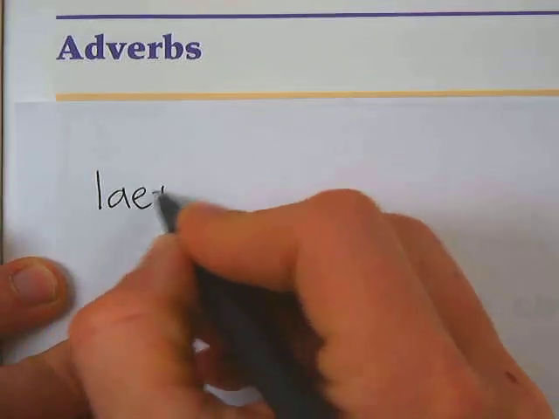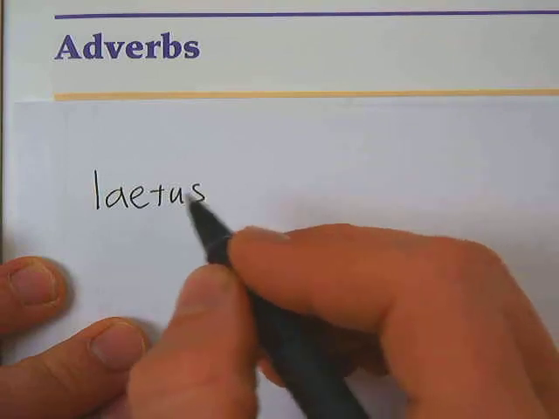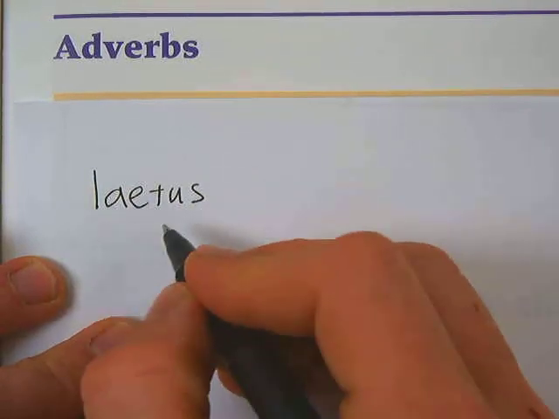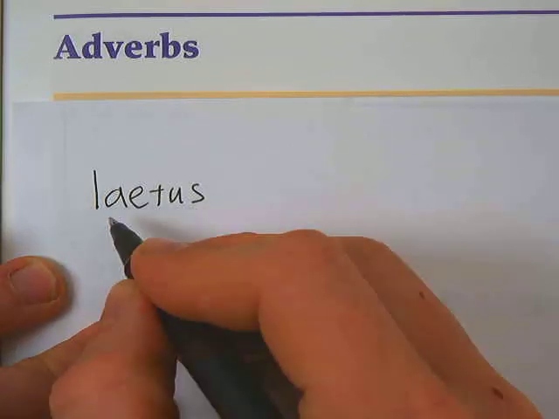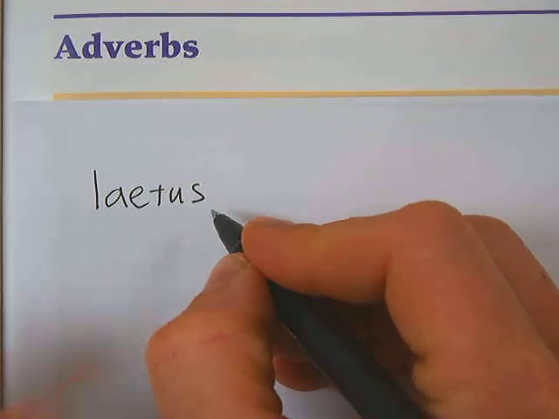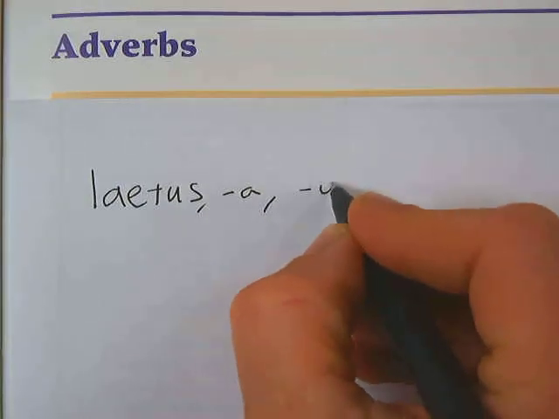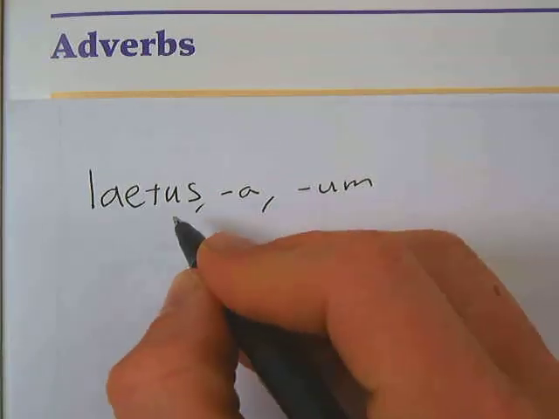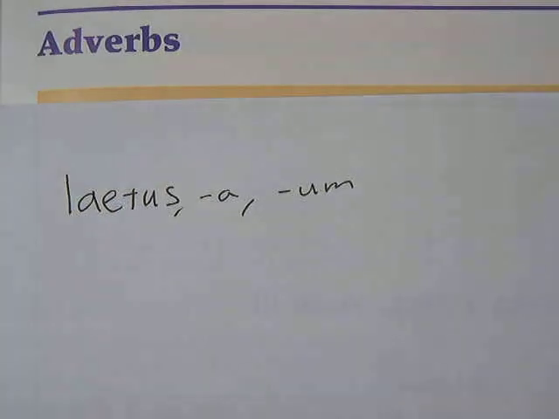So if you have an adjective, laetus, right? Laetus could have a whole bunch of different forms depending on if it's masculine or feminine or singular or plural or nominative or accusative. But for the adverb, any first or second declension adjective like laetus, and by the way, in the dictionary they would say laetus, laeta, laetum, which shows you it's a first or second. That's the masculine, that's the feminine, and that's the neuter.